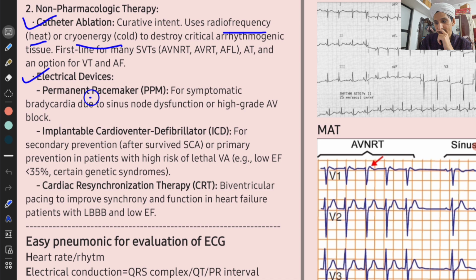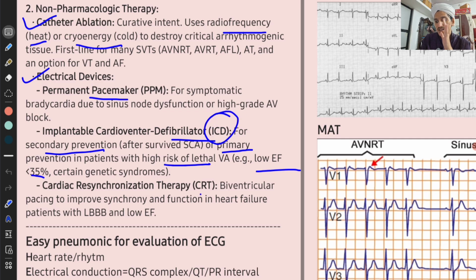These include a permanent pacemaker for bradycardia, sinus node dysfunction, and AV blocks, or an implantable cardioverter defibrillator (ICD) for secondary prevention or primary prevention in those at high risk of lethal ventricular arrhythmias. High risk means low ejection fraction, less than 35%, or a genetic syndrome. So primary prevention in high risk patients, and secondary prevention after sudden cardiac arrest, ICD.